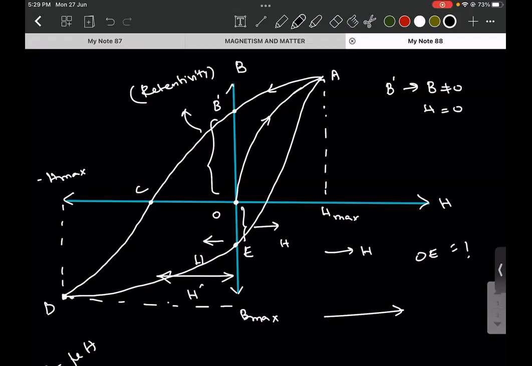We need to understand two important terms from this graph. One is called retentivity. So if you observe the graph, retentivity is a point where H is 0, but B is not equal to 0. There is a point C, right? At point C, what is happening? B is 0, but H is a non-zero value. So what do you call that OC as?